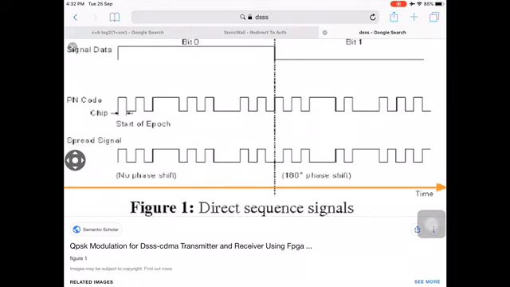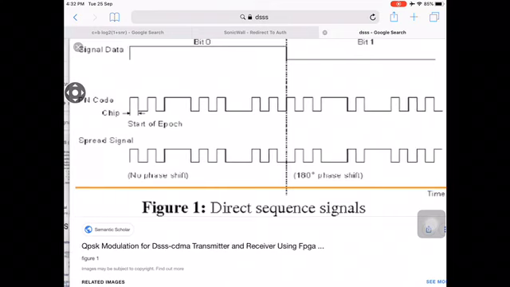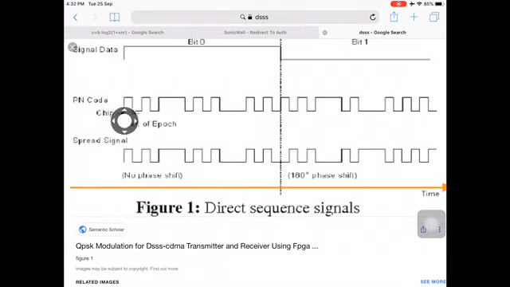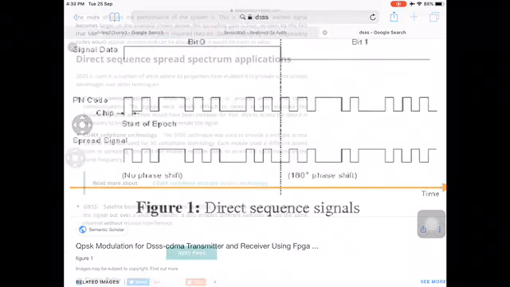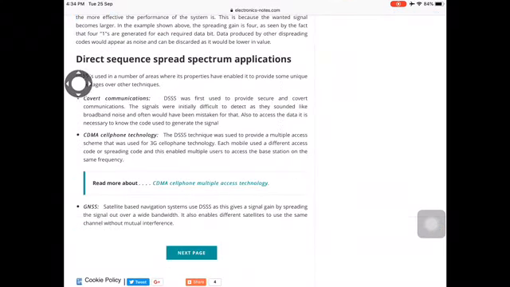The main use of DSSS is in the military, where our information must not be leaked. At that time, the chip code used is around 128 bits, so that no one can jam it and no one can get information about the country. Now I'm going to explain the direct sequence spread spectrum applications.